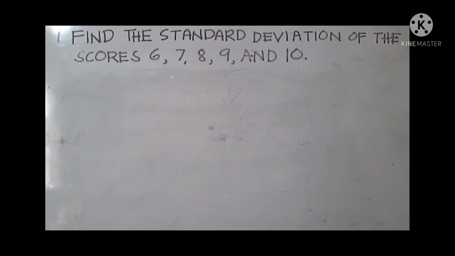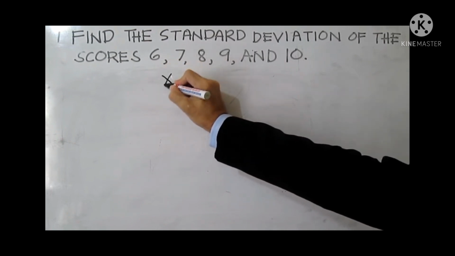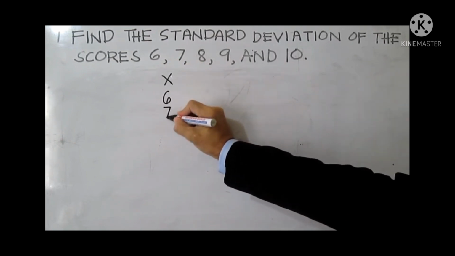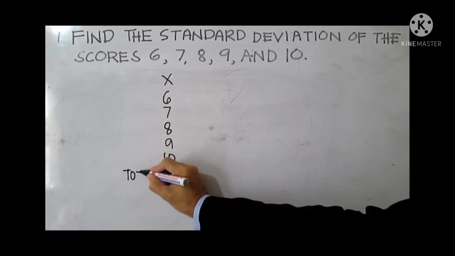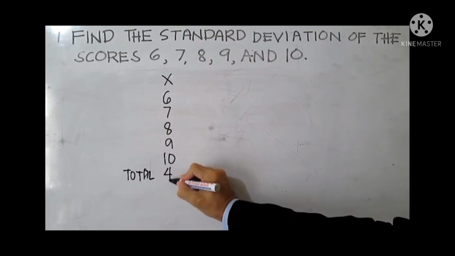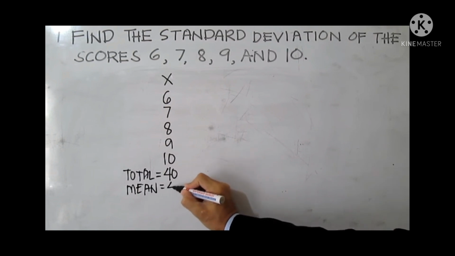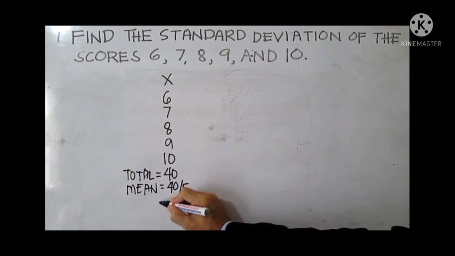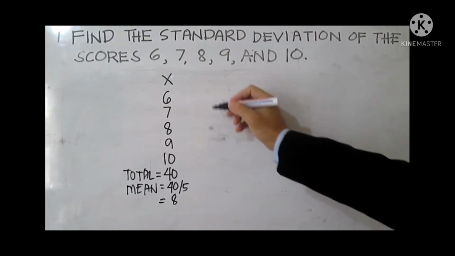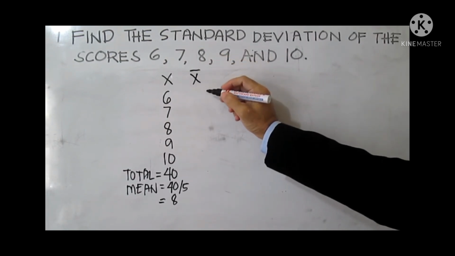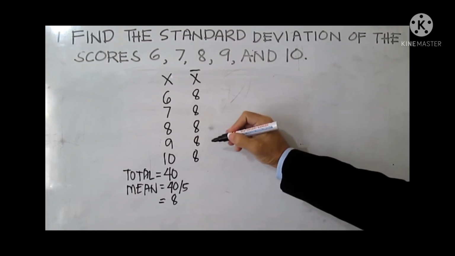Okay, let's get started. Let's represent the scores with the variable x. The scores are 6, 7, 8, 9, and 10. You find the sum. This is 40. Then the average: 40 divided by the number of scores, which is 5. 40 divided by 5 is 8. So this actually is your average, or the mean. Let's represent the mean with the variable x bar. So the mean is 8.